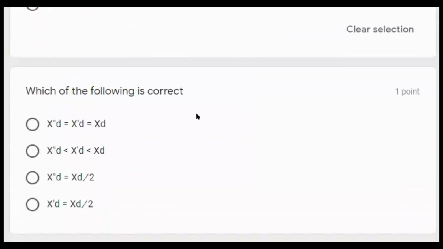Which of the following is correct? Here the subtransient reactance, transient reactance and steady state reactances are given. Subtransient reactance means at the time of the fault, the reactance is subtransient. Then after the fault time, the reactance is transient. Then after clearing the fault, the reactance is the steady state reactance. At the time of fault the reactance value is very low. So here the second one is correct. X double dash D is less than X dash D, which is less than XD.